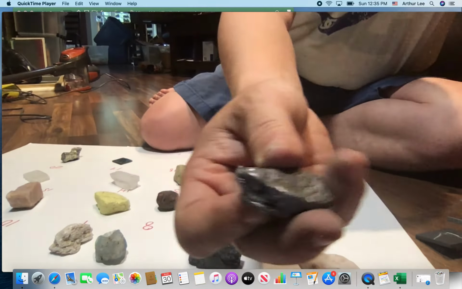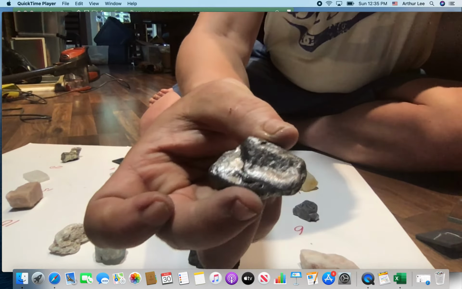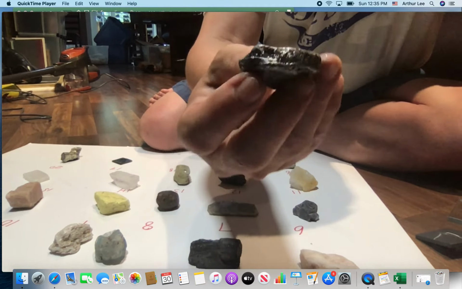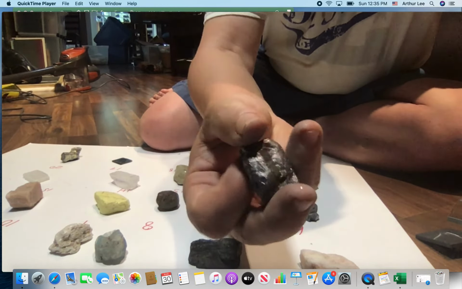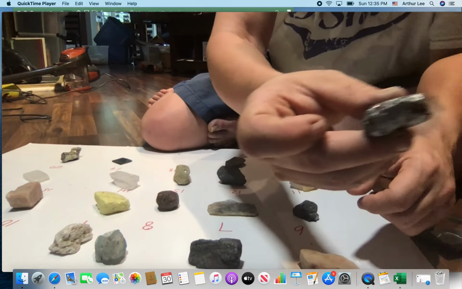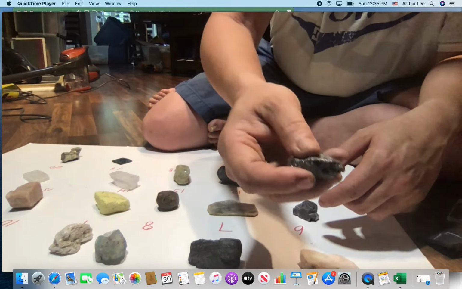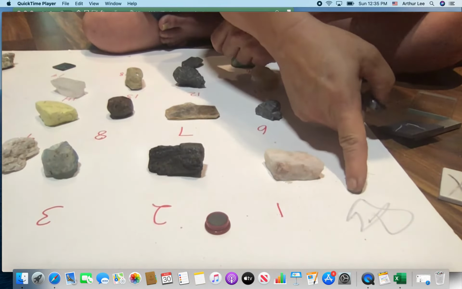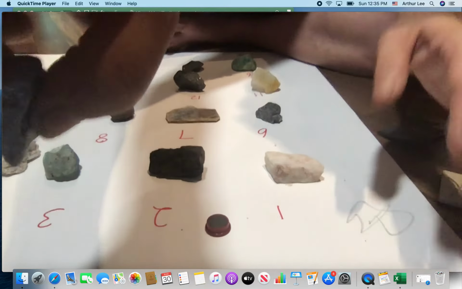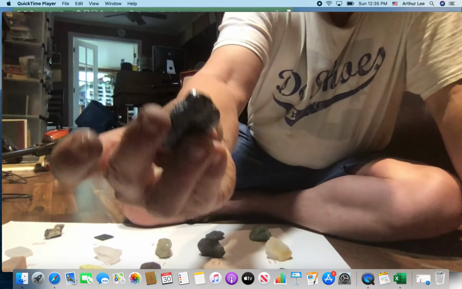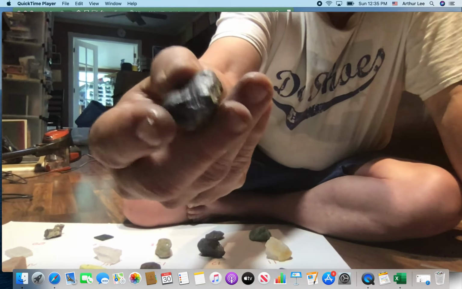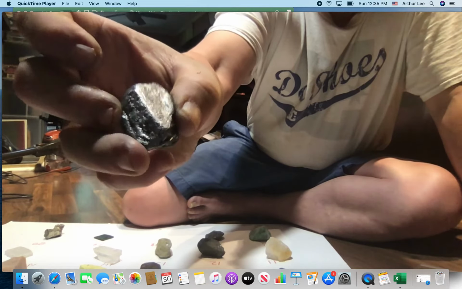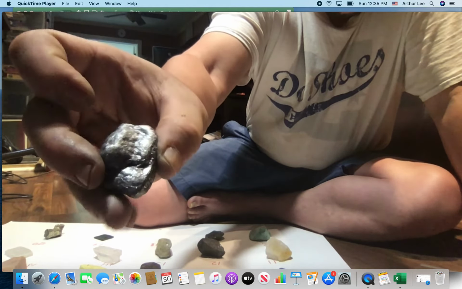Number 18. I'll tell you what it feels like. It feels sort of greasy. Look, here's a big hint for you about number 18. Watch this. I can write with it. I just wrote on it like a pencil. So it's very soft, this mineral. If I can write on paper, it's soft.